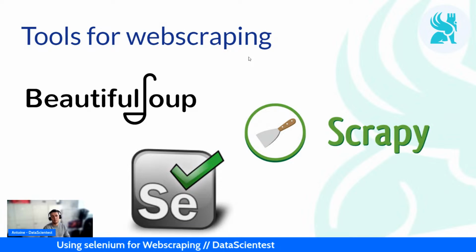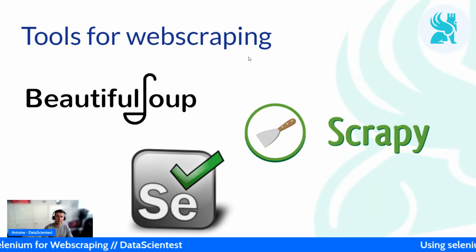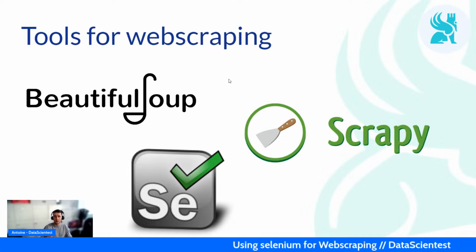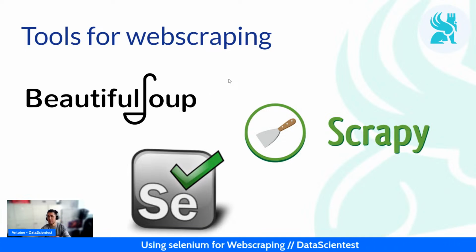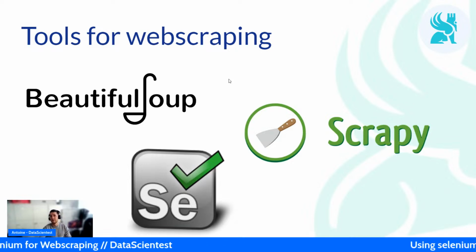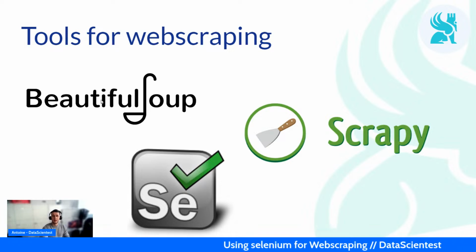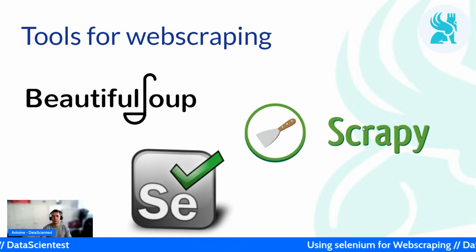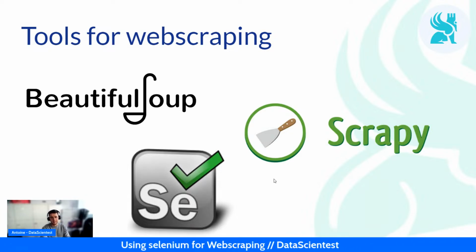For this, there are several tools that we can use. For example, there is the library BeautifulSoup. With Data Scientest, in many trainings, such as the data analyst training or the data scientist training, you can find lessons on this library BeautifulSoup. There is also the library Scrapy, that is another library that enables us to perform web scraping. And for us, we will focus on the library Selenium.